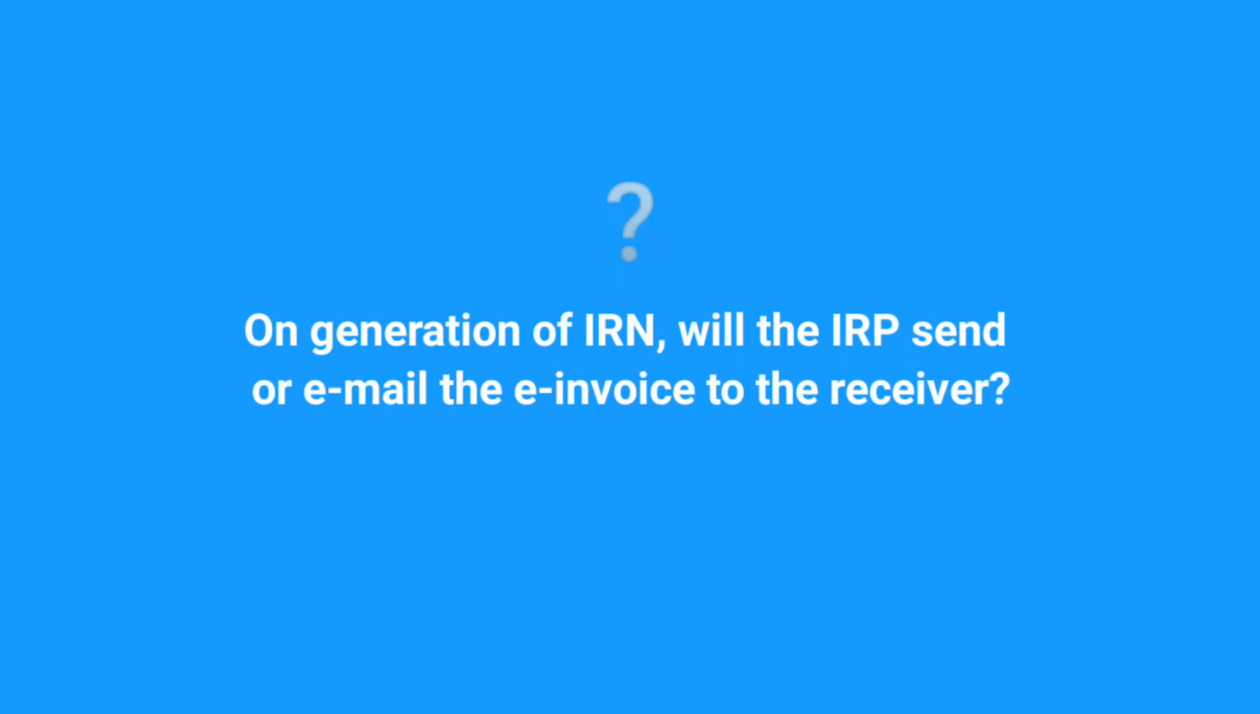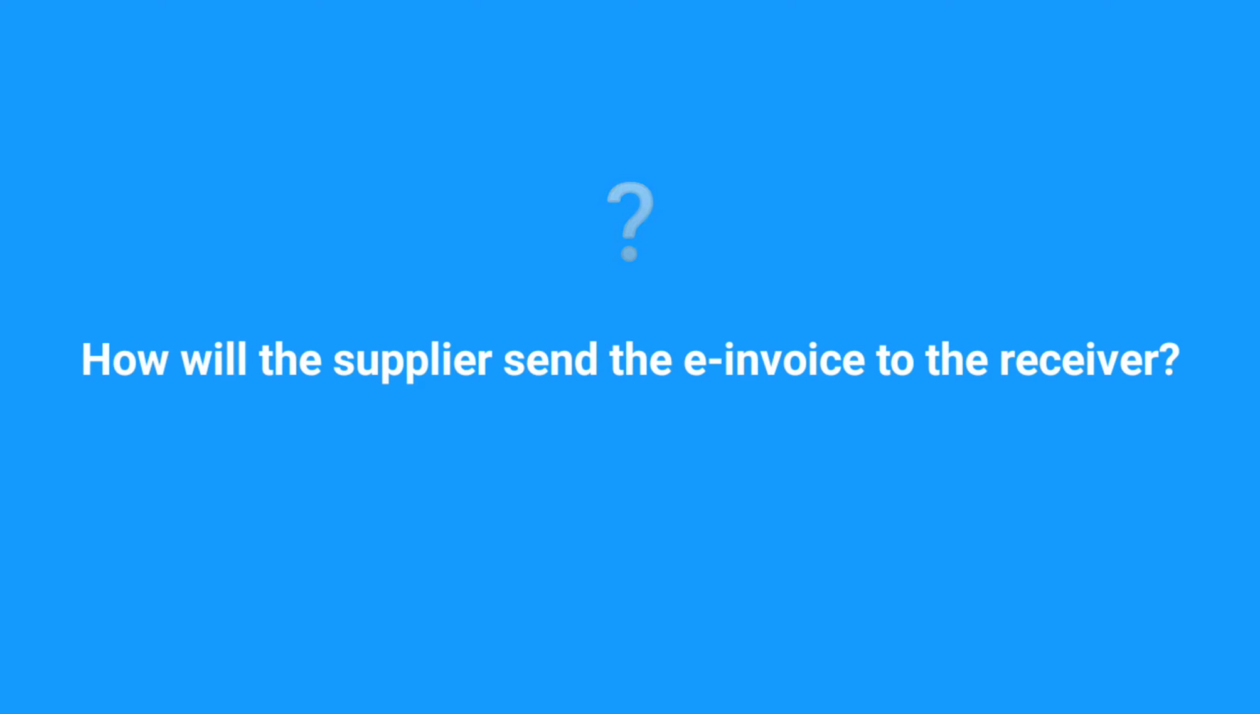On generation of IRN, will the IRP send or email the e-invoice to the receiver? No, IRP will not do this. Upon receiving signed JSON from IRP, it is for the supplier to share the e-invoice in an agreed format to the receiver. How will the supplier send the e-invoice to the receiver? As per the current update, a mechanism has been suggested to exchange the PDF of the JSON received from IRP as the best authenticated version of an e-invoice. However, GSTN has stated that system-to-system exchange of e-invoices will be provided in due course.